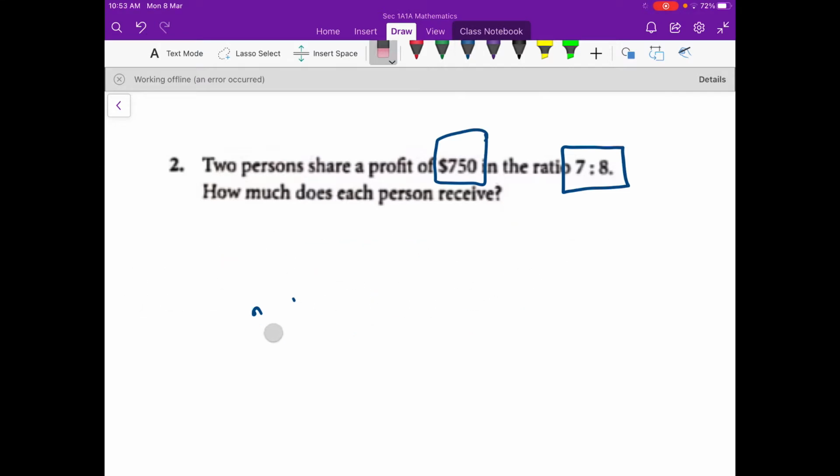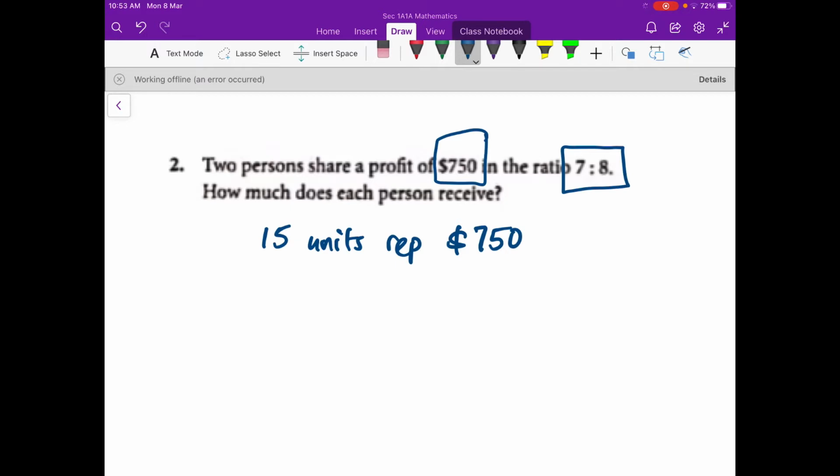We can still easily do this. Okay, so total of 7 and 8 units. We have total of 15 units. Represent $750. Okay, this is the same format that I will be using all the way until your Sec 4. So you learn it once, you learn it well. And we've actually covered this many times already.